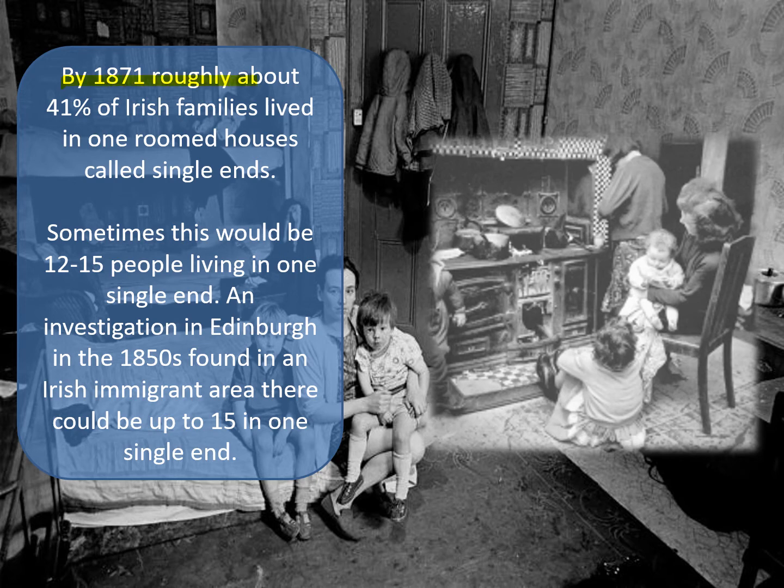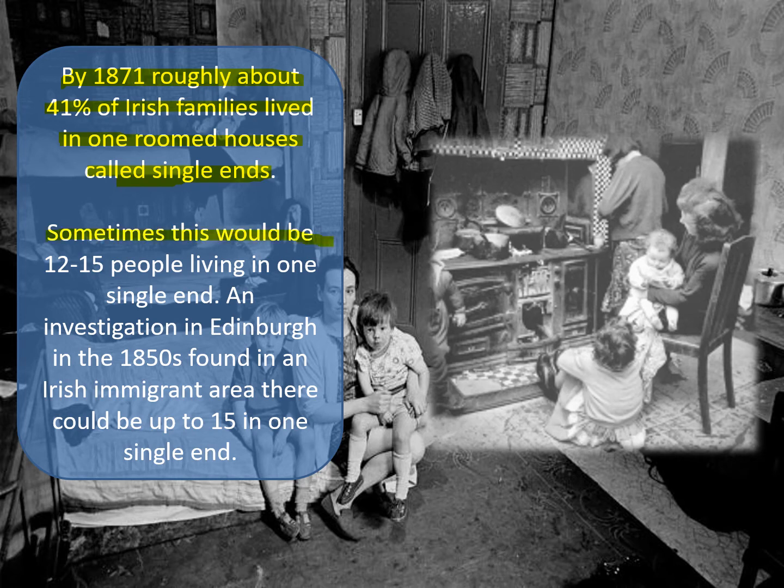By 1871, roughly 41% of Irish families lived in what we call single ends, which are one-roomed houses. You can see two pictures here where pretty much everything would happen in that one room. You would have a bed, you would have your cooking area, if you were lucky enough to have one, and your bathing area would literally be the same area. There are no other separate rooms.